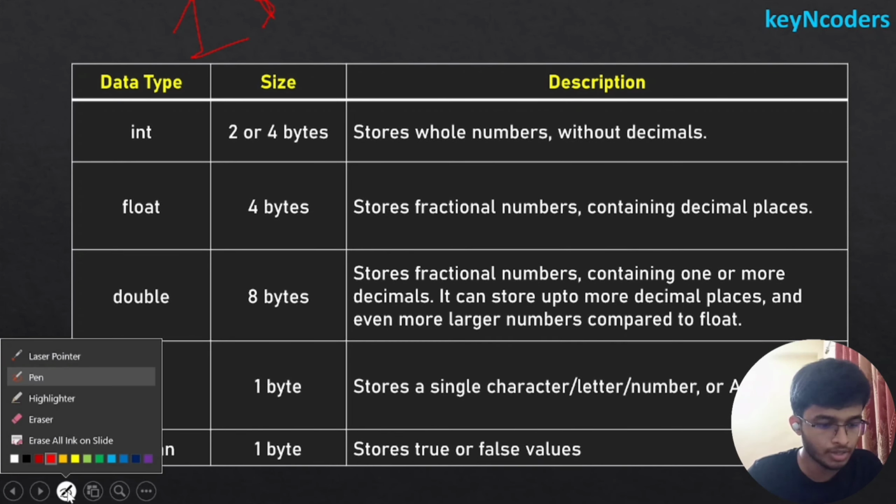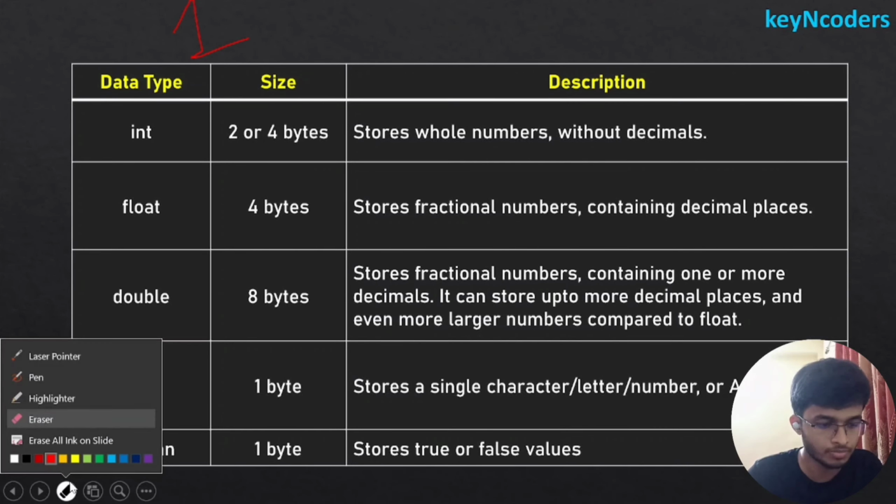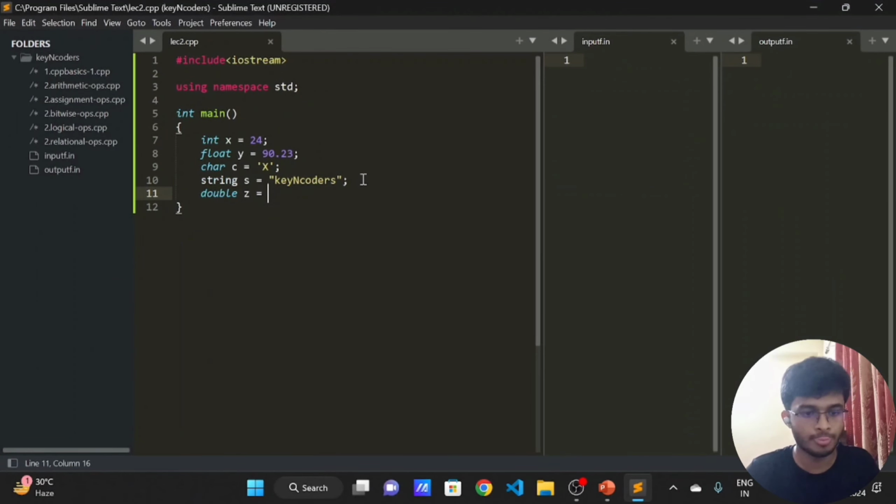Wait a minute. I think this is not working properly. Okay, so let us write it there. So 1 byte is equal to 8 bits, right? So this is the thing.